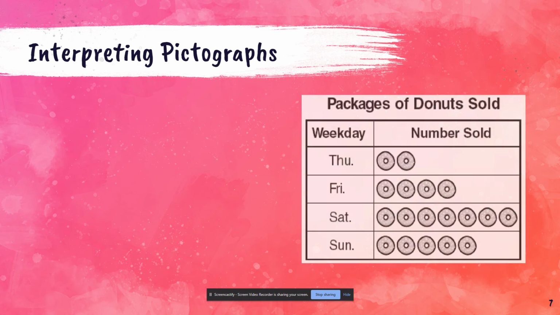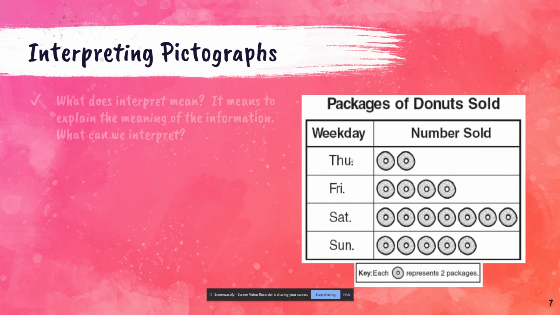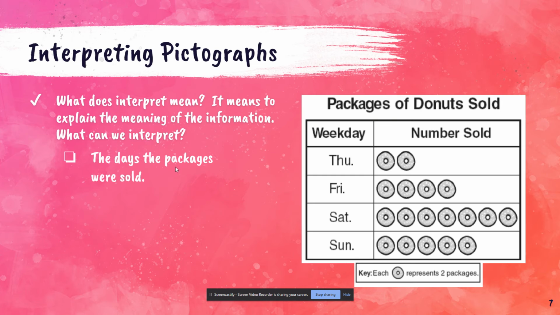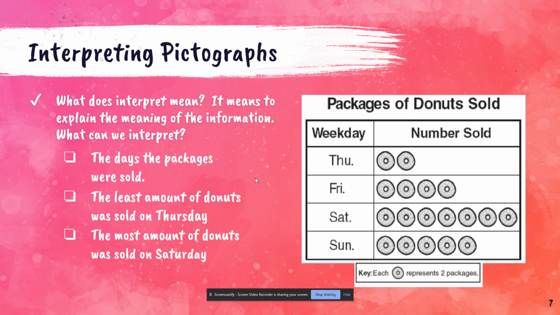Interpreting pictographs. What does interpret mean? It means to explain the meaning of the information. What can we interpret here? We know the days the packages were sold. We know that the least amount of donuts was sold on Thursday because that only has 2 donuts. We know the most amount of donuts was sold on Saturday.